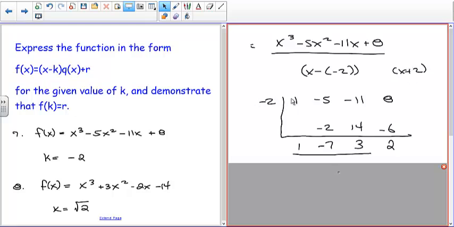So synthetic division: you bring down the 1. Negative 2 times 1 is negative 2. Add these together, get negative 7. Negative 2 times negative 7 is positive 14. Add these two together, you get 3. Negative 2 times 3 is negative 6. 8 plus negative 6 is 2. So the answer here is you take x plus 2, x minus k, times the polynomial associated with these coefficients, x squared minus 7x plus 3.